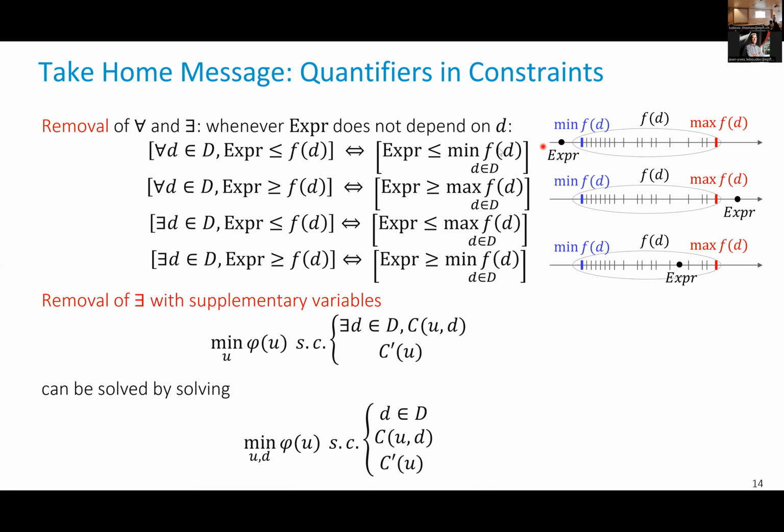If I have some expression, which I call EXPR, some expression here, that is less than all the values of f of d, I'm plotting here on the x-axis f of d. Well, being less than all means that you're less than the minimum, which is shown in blue here. Saying that the expression is larger than all of them means it's larger than the maximum. And saying that the expression is less than f of d for some of them means it's in this interval between the red and the blue. So depending on the constraint we will have less than the max or larger than the min here.